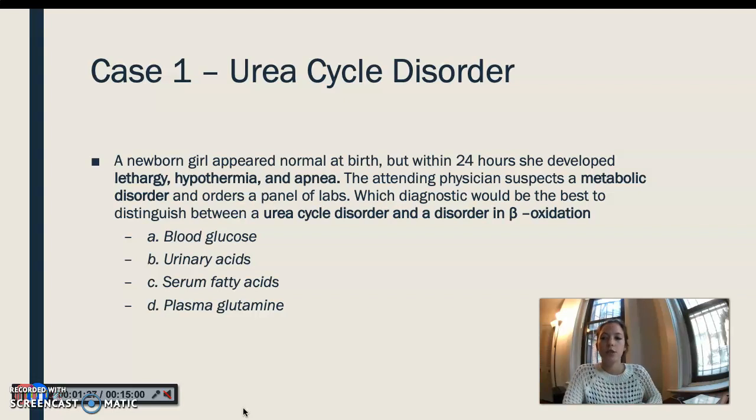A beta oxidation disorder and urea cycle disorder can both present with abnormal levels of urinary acids. So for that reason, urinary acids would not be appropriate for distinguishing between the two. However, running a urinary acid analysis is beneficial for specifying the urea cycle disorder once the broad diagnosis has been made. Lastly, serum fatty acid levels would not be indicative of a urea cycle disorder. They can be used to diagnose a beta oxidation disorder, but it's not specific enough in this case.